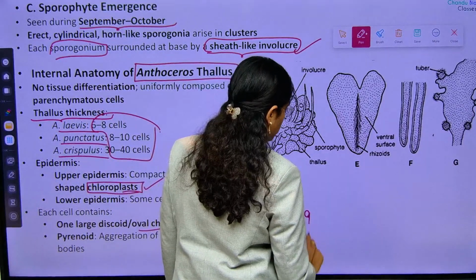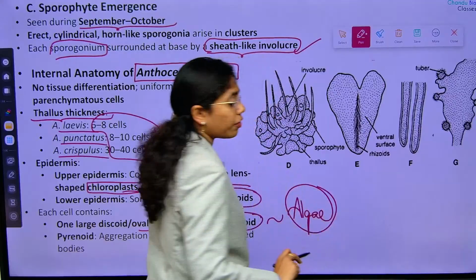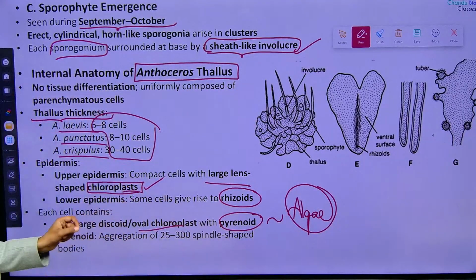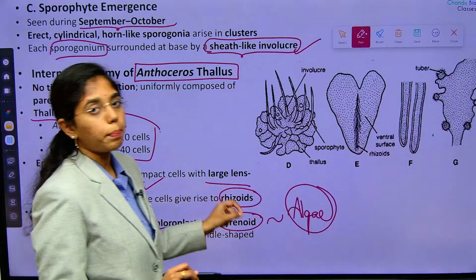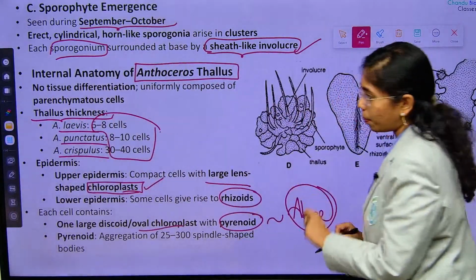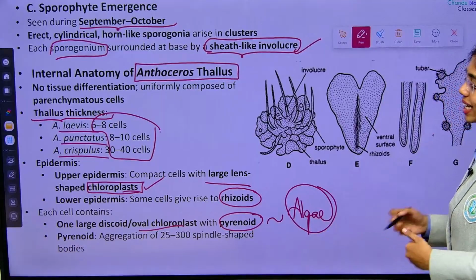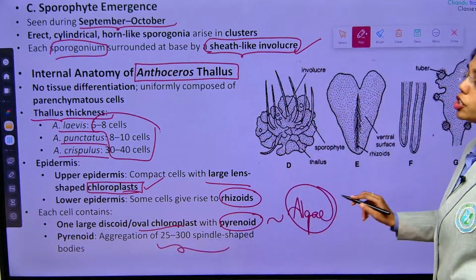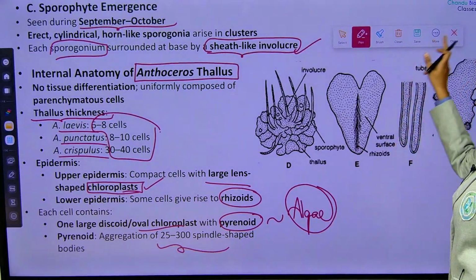In the beginning also we have learnt a similar feature of green algae, which is having chloroplast. Inside the chloroplast, the storage bodies called pyrenoids are also present. Each pyrenoid is an aggregation of 25 to 300 spindle-shaped bodies, remember.